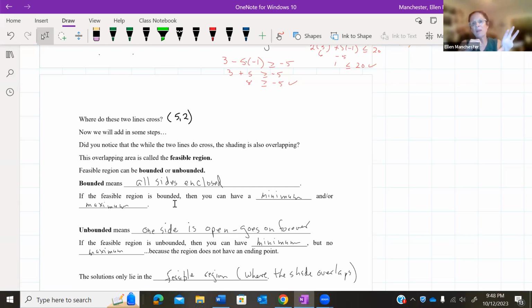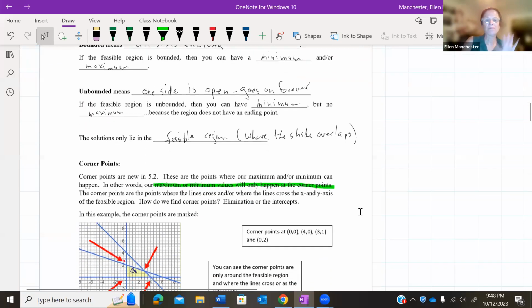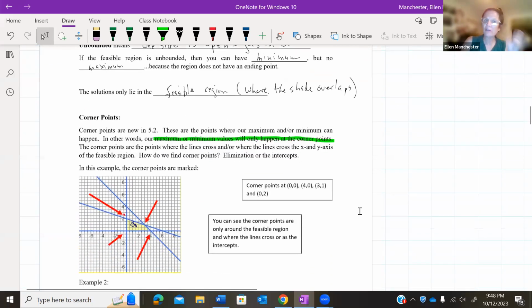Because in my math lab, it may ask you for the maximum, but if you have an unbounded region, you can't have a maximum. Okay, there is no maximum. Now the other part that's different in 5.2 is now they're going to ask you to find the corner points.